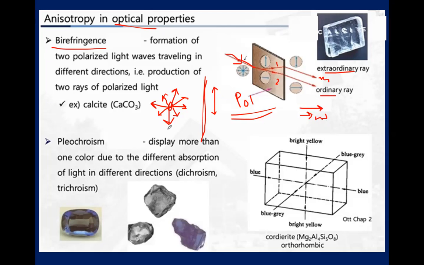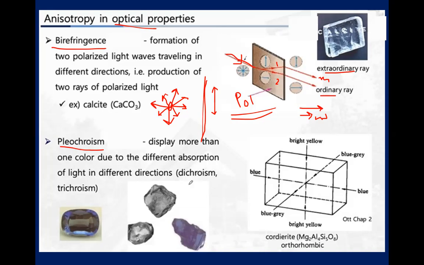So anyway, this property is also different in different directions. Okay, so that is another anisotropic property of crystals. And we have another optical property that is what we call pleochroism. Pleochroism results from absorption of light by crystals, right? So different directions of a crystal can absorb the wavelengths in different amounts, right?